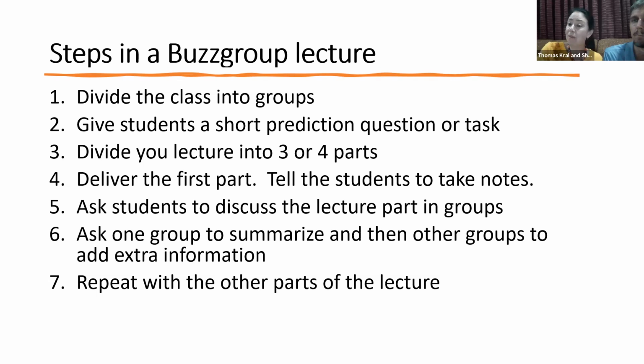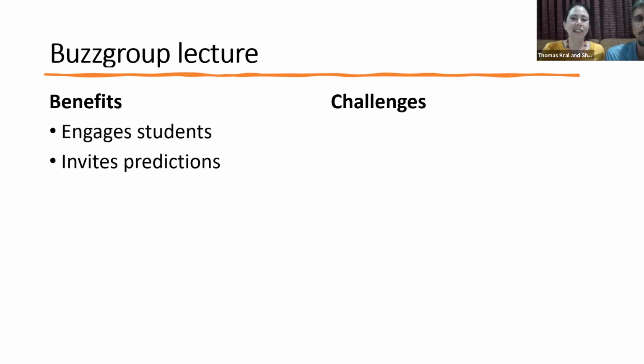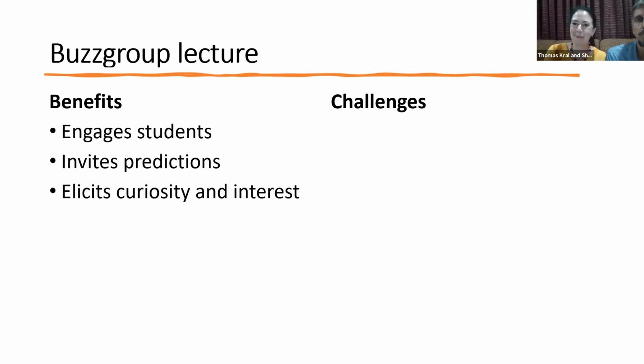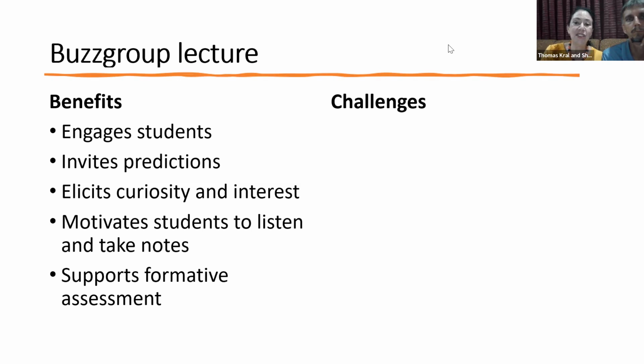And the students, when you do this with them a few times and they get to know the process, it works well. But there are some challenges with this, just as there were for the KWL chart. So benefits, very much the same as the KWL chart. It engages students, it invites predictions, and it elicits curiosity. They have a reason to listen to you because they want to find out the answers to the questions. And it motivates the students to listen and take notes. They want those answers too. And like I said, it supports formative assessment, but again, there are challenges.